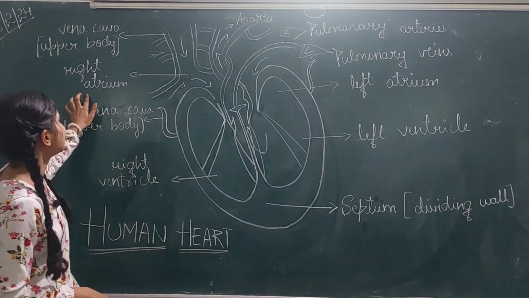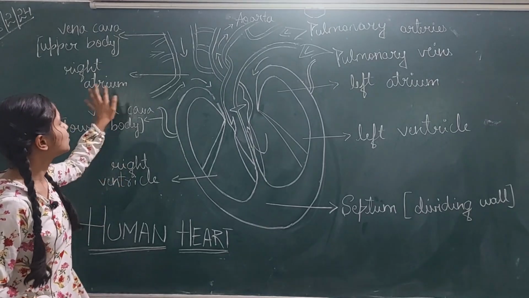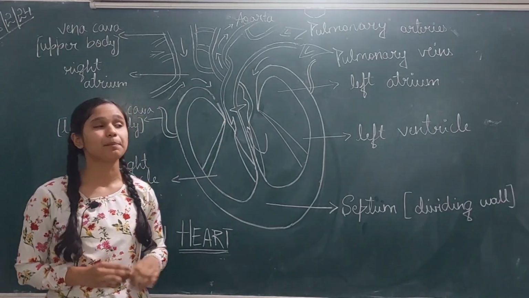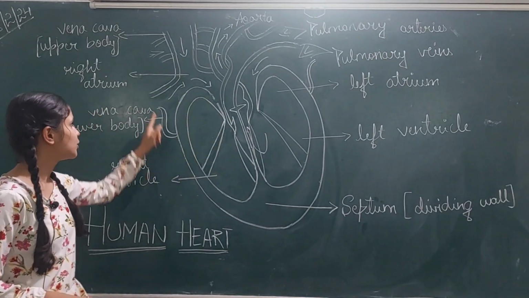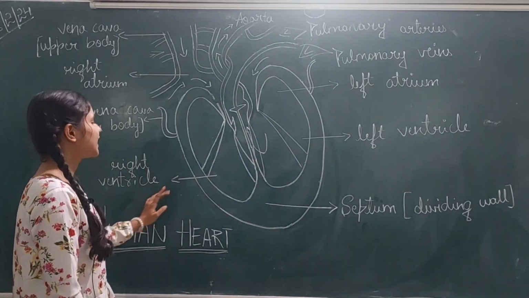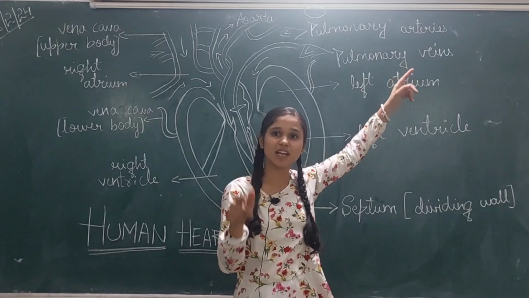Next comes the right atrium. The upper and lower vena cava come into the right atrium. The collected deoxygenated blood from the upper and lower vena cava comes into the right atrium, and then it pushes the deoxygenated blood into the right ventricle. The right ventricle pushes the deoxygenated blood to the pulmonary arteries, to the lungs.